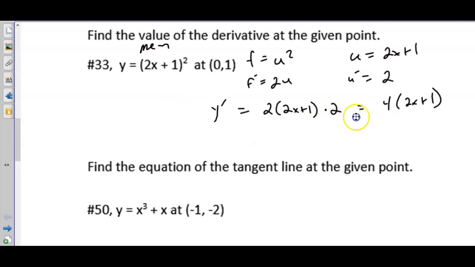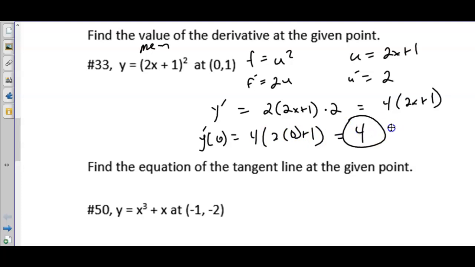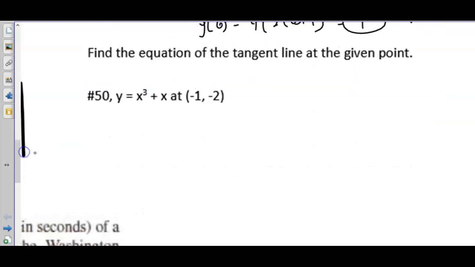Now that I have y prime, I'm going to do y prime of 0. So I have 4 times 2 times 0 plus 1. That's 0 plus 1, which is 1. 1 times 4 is 4. So the slope right here, I put mean up here earlier, I'm sorry, slope. Slope is 4.